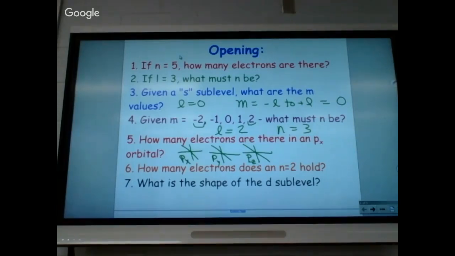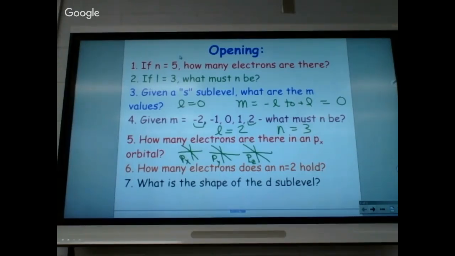Alright, so number 13. How many orbitals are in n equals 3? 9. Are we okay with how? Yeah. Okay. What's the L value of D? 2. Which sublevel has an L value of 1? P. What must n be if L equals 3? 4. Good. Name the 4 sublevels. S, P, D, F. Good.